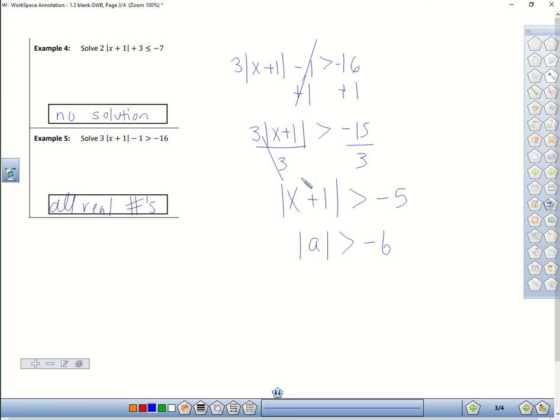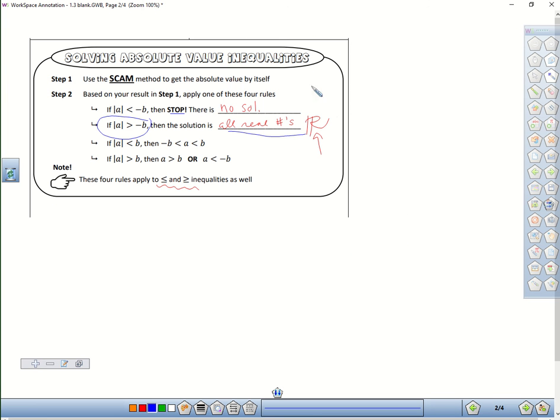So, like I said, if you go ahead and actually solve this out, you're going to see that this works everywhere, okay? So what you would do is you solve to get your absolute value by itself. Whatever's inside the absolute value, you're going to replace with the letter A. Whatever's over here, if it's positive, it's going to be regular B. If it's negative, it's going to be negative B. Then you compare it to this chart right here, okay?